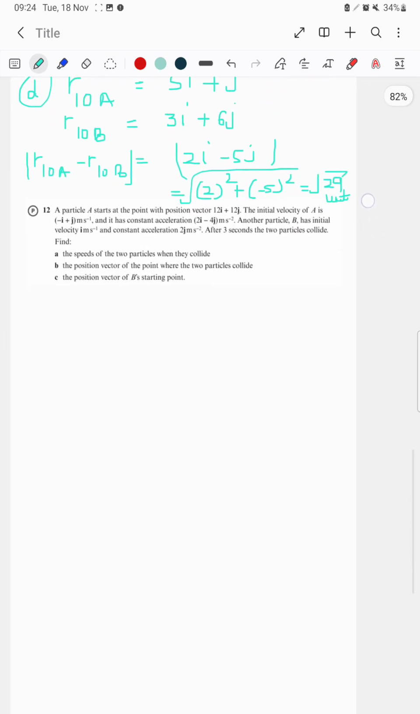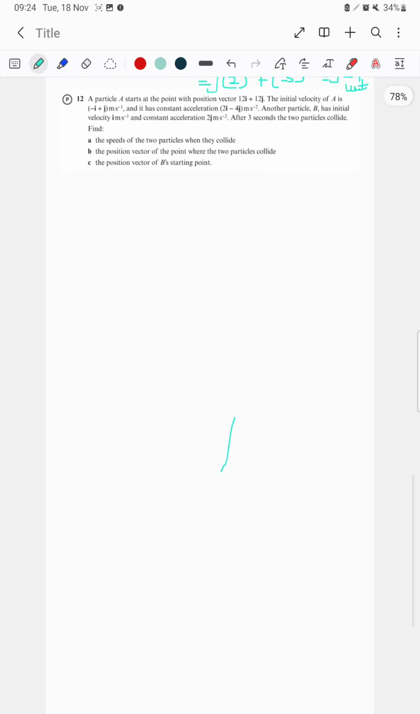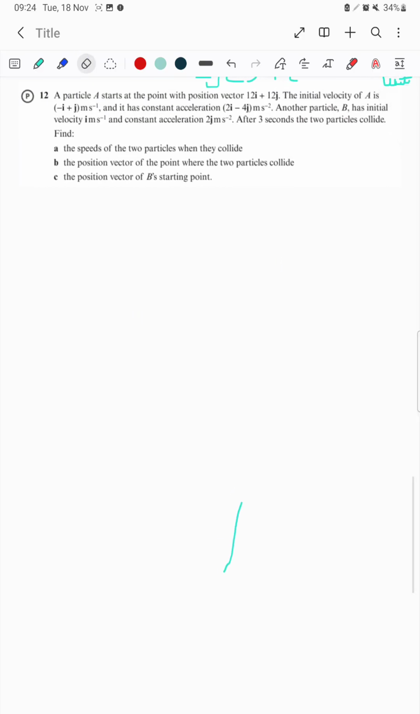Then we have our last question here, and that's question number 12. In this question we are given a particle A. This is a very important question, and you will learn lots of points while doing it, so please be careful. We are given a particle A that starts at a point with a position vector. So A is a particle and its initial position is given as 12i plus 12j.